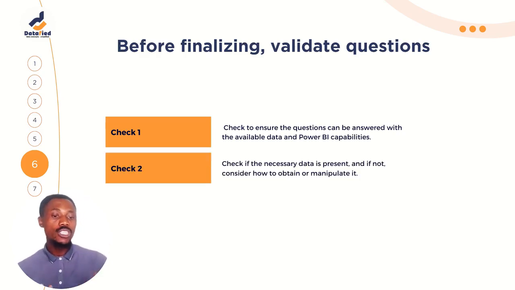Next, the second check is to check if the necessary data is present, and if not, consider how to obtain or manipulate it. Sometimes you may have to go outside the provided data to get some supporting data to answer some specific questions, okay? But you don't have to go outside the entire context of the goals of the business or the goals of the department.